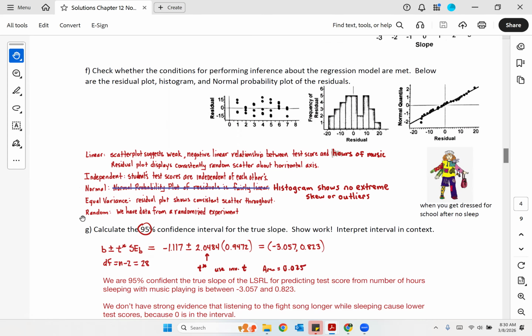LINER spells liner, as in line regression. Helps you remember what we're supposed to do. Okay. And for these various condition checks, we need a few different graphs as well. Okay. We look at the original scatter plot. We look at a residual plot. We look at a separate graph of residuals that could be histogram or possibly box plot. This graph to the right is a normal probability plot. We don't really cover that anymore, so you can ignore that one for now.